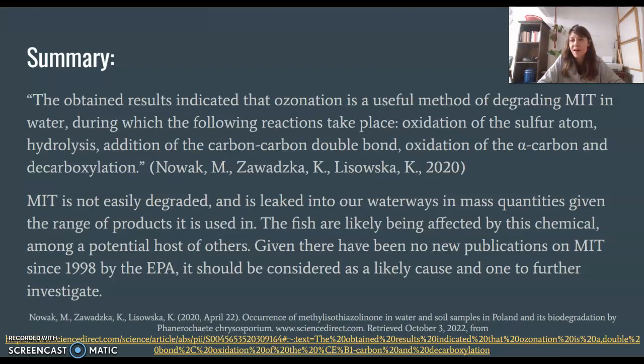I also think that, as a consumer, it might be a good idea to look at the products that you use regularly in your home and try to decipher whether or not MIT is involved, and maybe think about purchasing a product that doesn't have MIT in it.